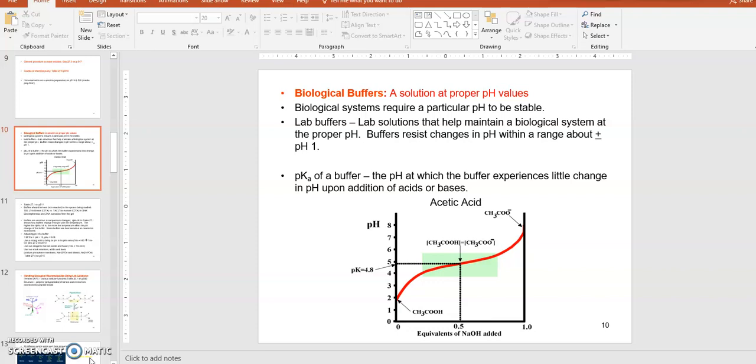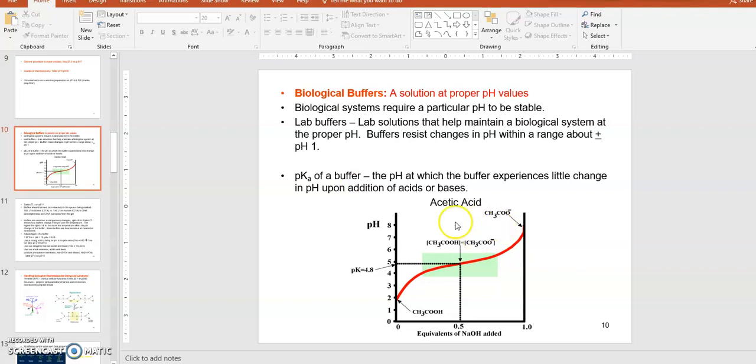Lab buffers are the lab solutions that help maintain a biological system at the proper pH. Normally it's around a neutral pH area, because biological buffers can suck up extra hydrogen ions, and by doing so they can resist the sudden pH change. That's what they do. The pKa value is a certain pH range where buffers will resist a sudden pH change by binding with the hydrogen ions.